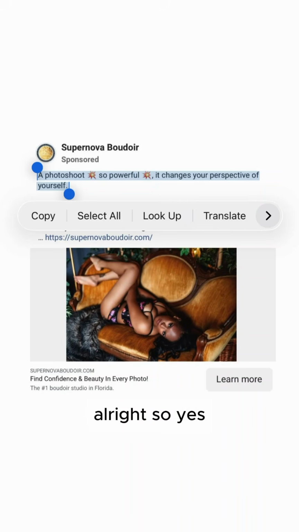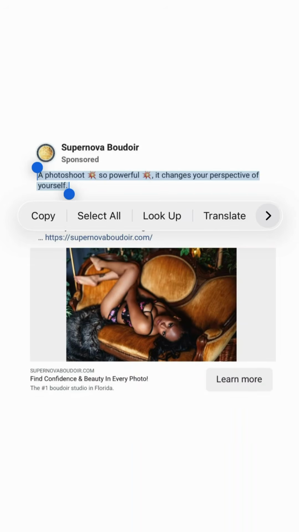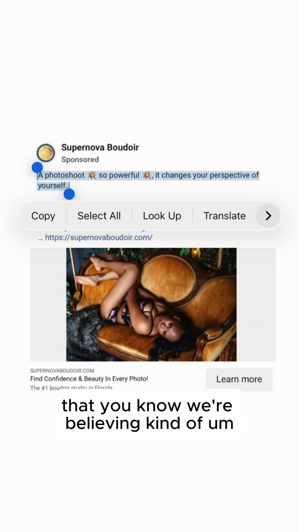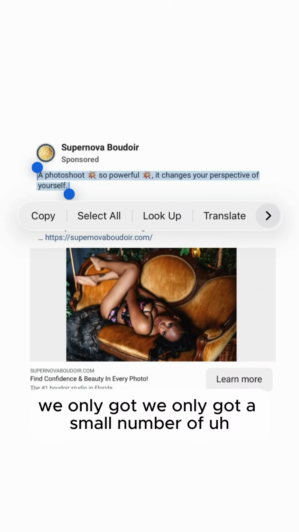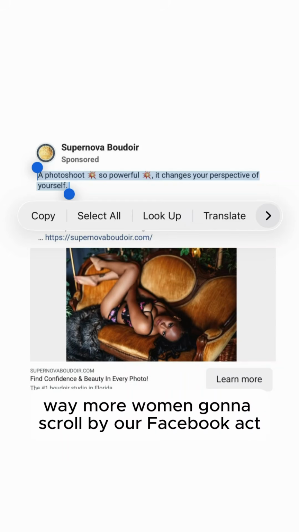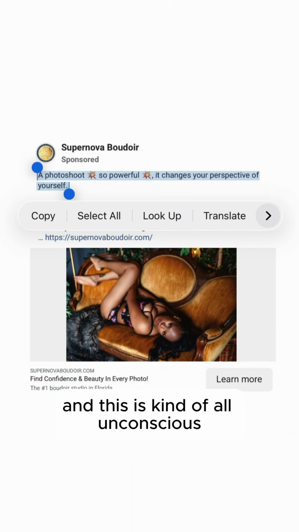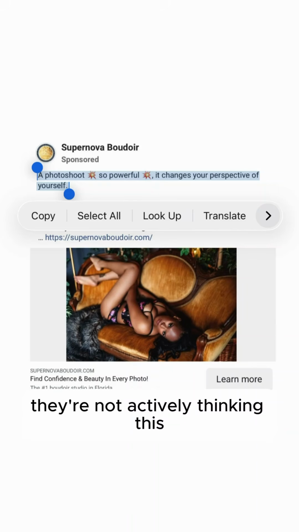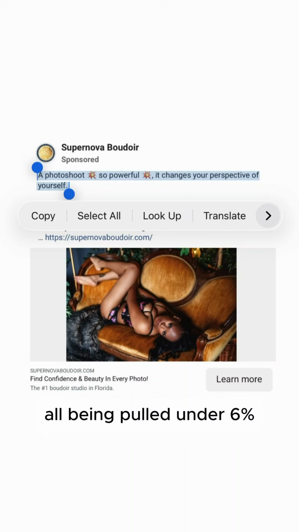All right, so yes, the lack of context mistake. The false belief that caused us to make this mistake is that we're believing that we have enough context here, but it's not. We only got a small number of context points. But now the consequence of this is way more women going to scroll by our Facebook ad because they don't feel it's for them, and this is all unconscious. They're not actively thinking this. So more women scrolling by, our unique CTR being pulled under 6%, wasting our money.